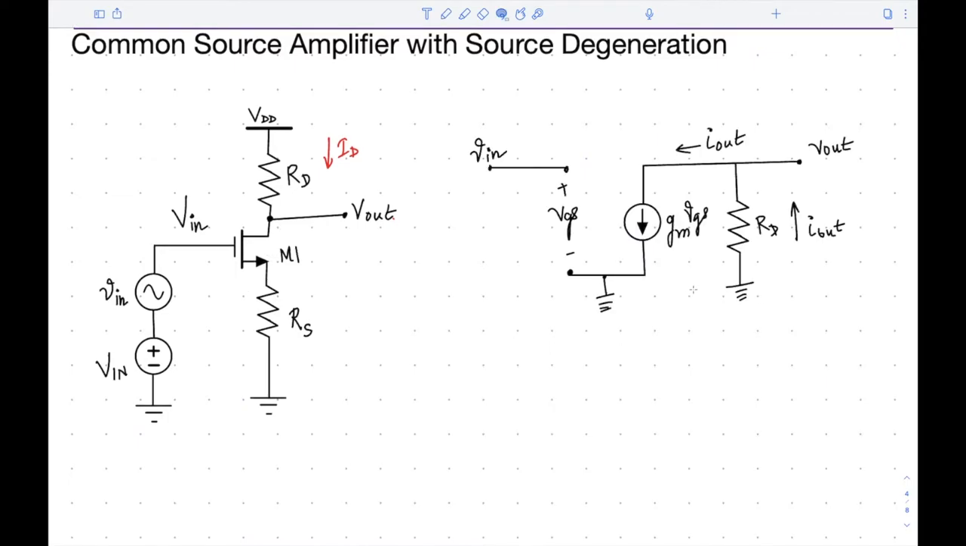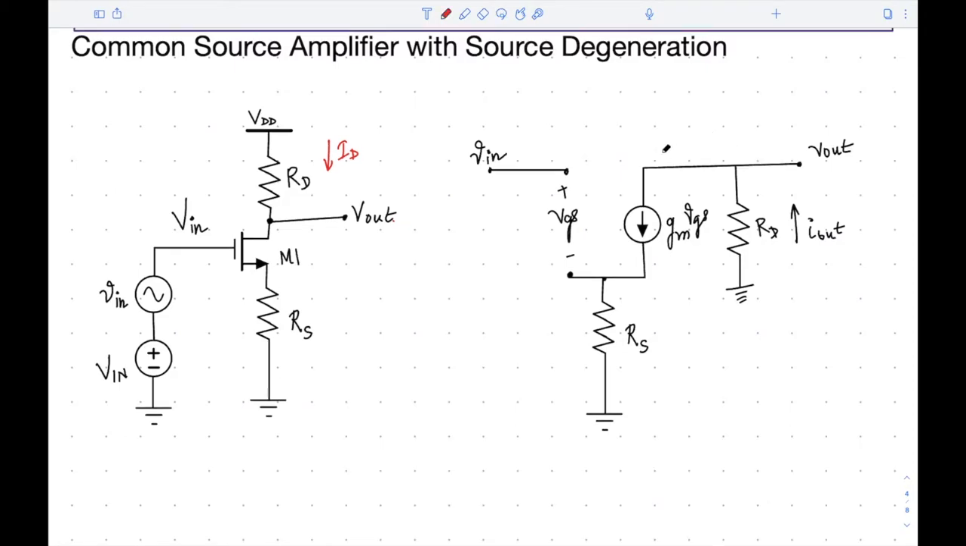So this is the small signal model without the RS. So let's add RS here. So my RS is added here. In the first simplified analysis, we will not consider RO and the body effect, and in the next analysis we will consider RO as well as the body effect. So this is the current I out, again flowing through this one. And the same I out is going to flow through this RS.